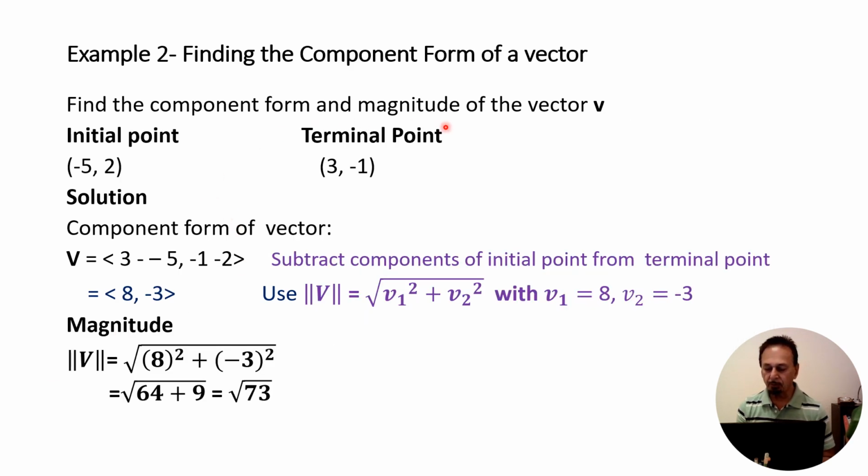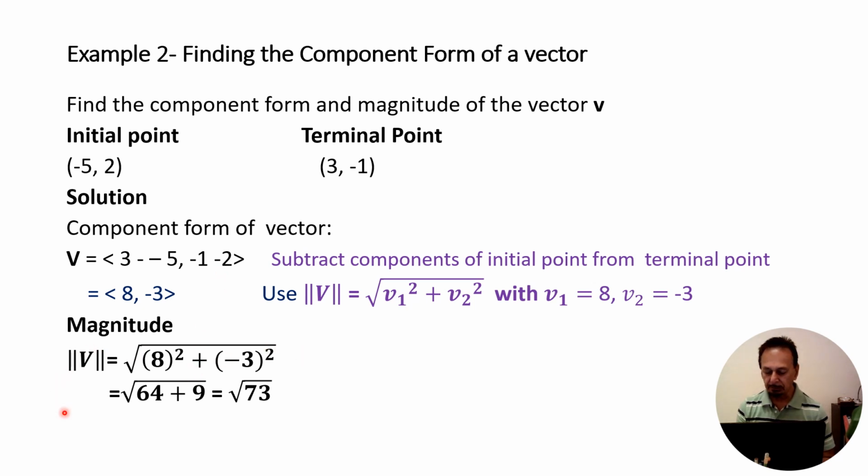Let's find the component form and magnitude of the vector V, where the initial point is (negative 5, 2) and the terminal point is (3, negative 1). So the component form of vector V is angle bracket, subtract from 3 negative 5, so 3 minus negative 5. Similarly, subtract from negative 1 the 2, like negative 1 minus 2, so negative 3. So this becomes 3 plus 5, 8, and negative 3.